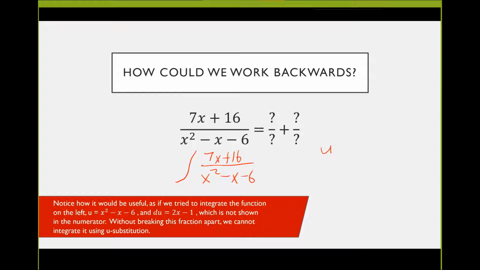I would start off by saying my u is the bottom part of this fraction, so this is x squared minus x minus 6. My u prime is 2x minus 1 dx, and then I would be stuck because that's not what I have on top. I could multiply through by 7 over 2 as a constant to get 7x minus 7 over 2, but that still wouldn't be what I have on top. So I'd still be stuck.